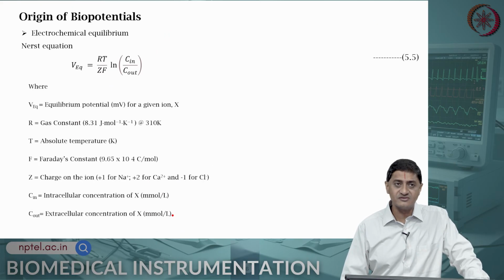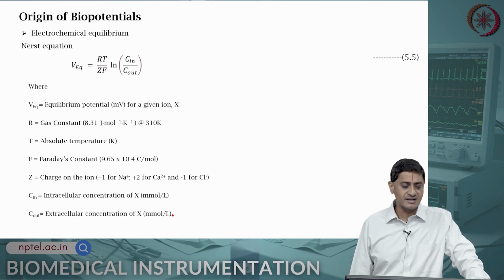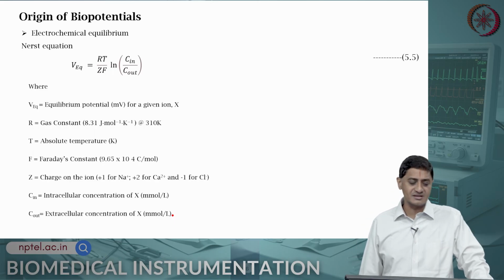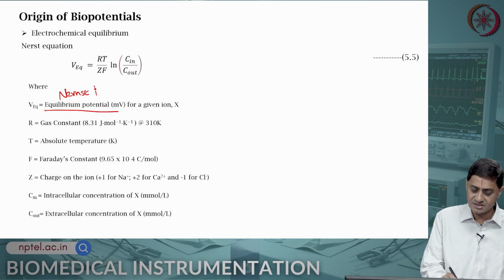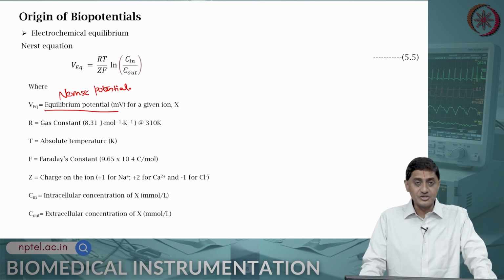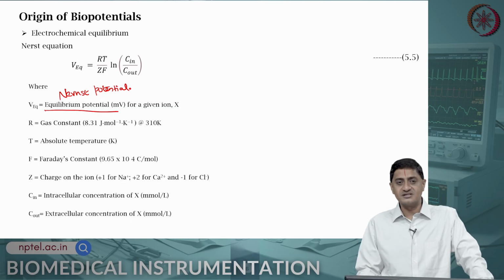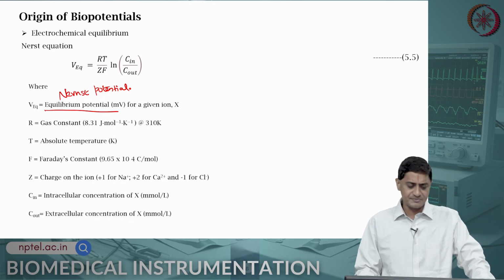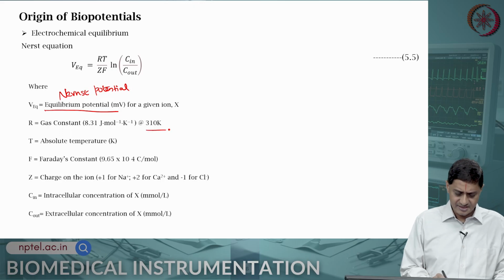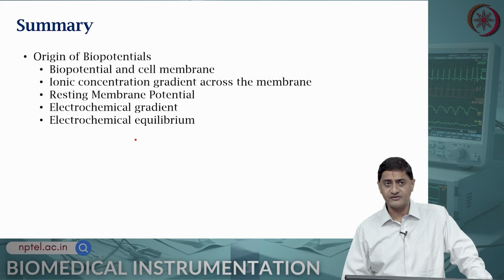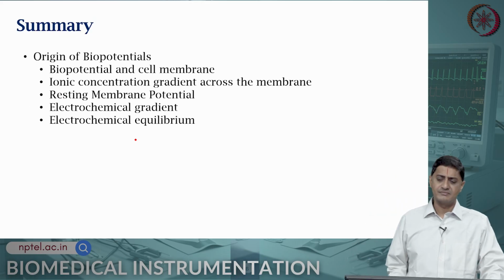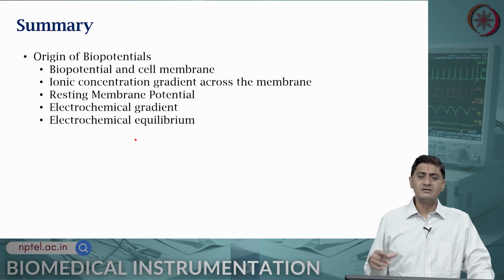What is this VEQ? This VEQ is of course called the equilibrium potential or the Nernst potential. This equation is called the Nernst equation. I could substitute for most of these constants. For example, this is at 310 K, where T is the absolute temperature. I could substitute for most of these constants and find out the values, and then make the solving of this problem easier.